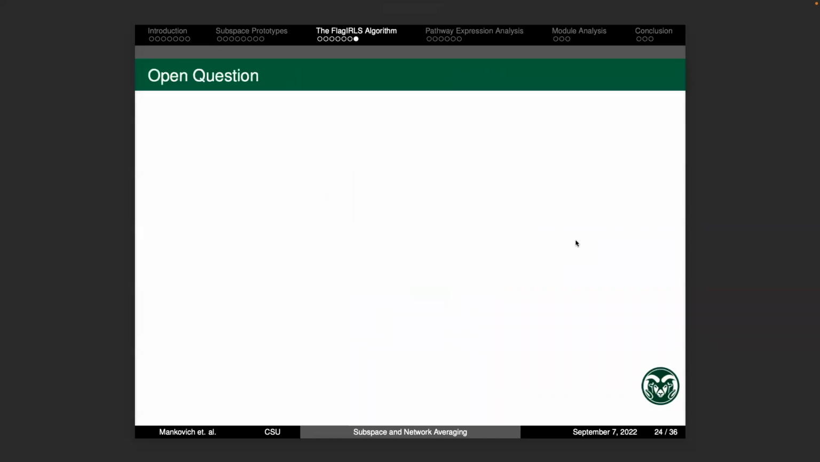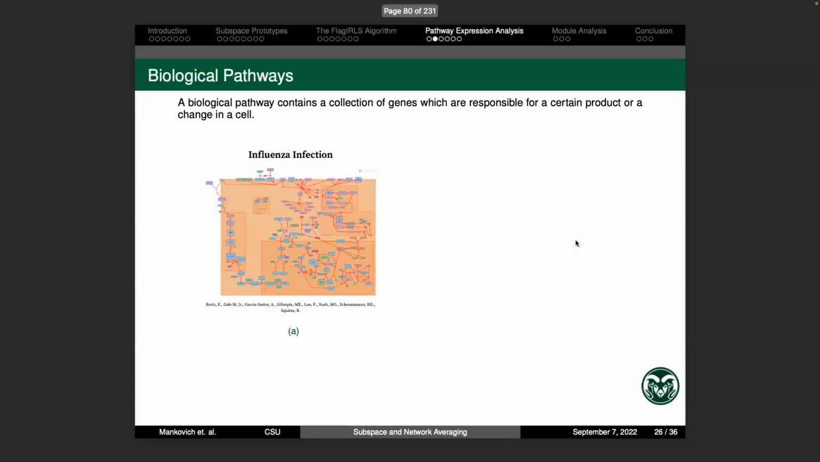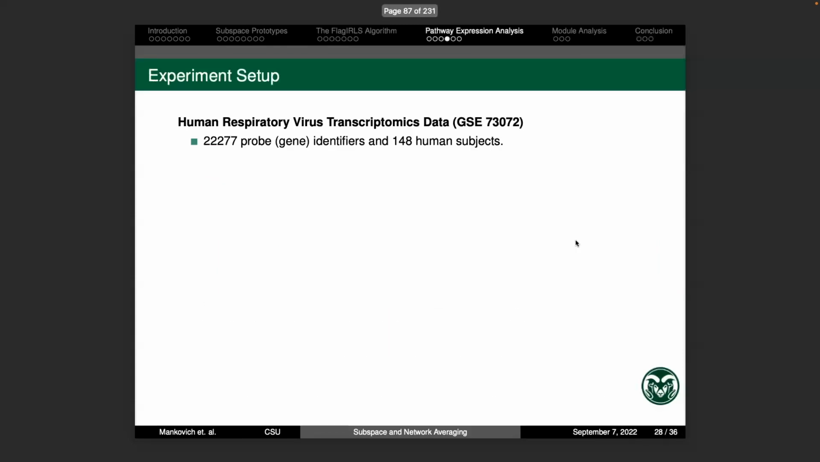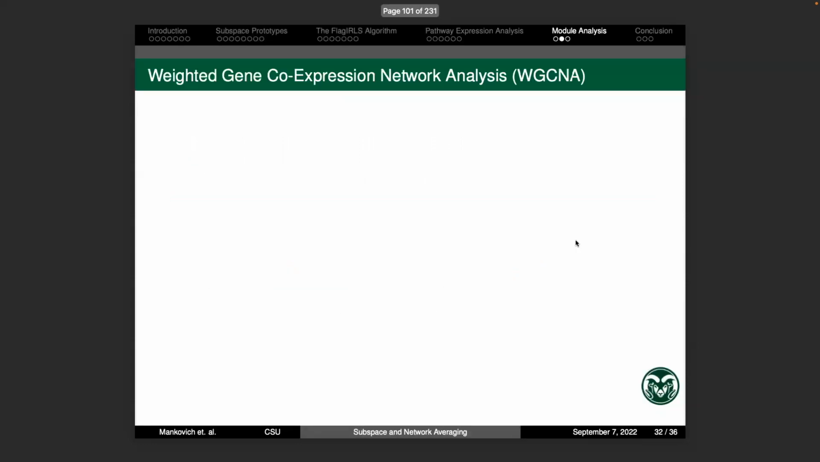Cool. So there's one open question from this section. We have a proof of convergence for flag IRLS for one of these subspace prototypes, but is there a proof of convergence for the other one, the maximally correlated flag? What's the convergence rate? Since we don't have time, the biology stuff will be left. But this is interesting stuff, and these are other types of central prototypes that aren't necessarily subspace prototypes.